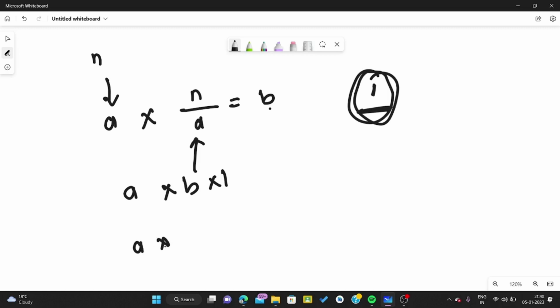So a into n by a into 1, and it would give us n, and n is also a multiple of n, and it would almost satisfy all our conditions. Let's check it via an example. Let's say we'll take 48, right?